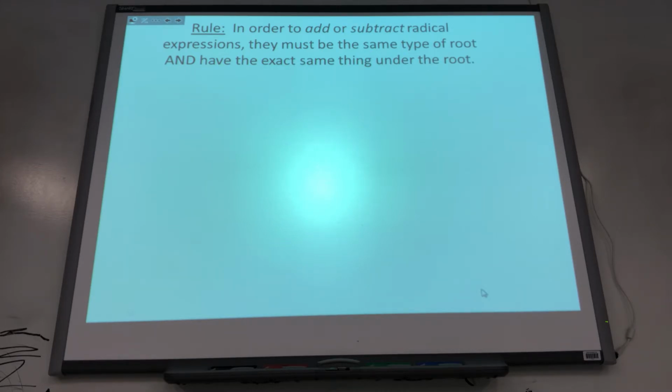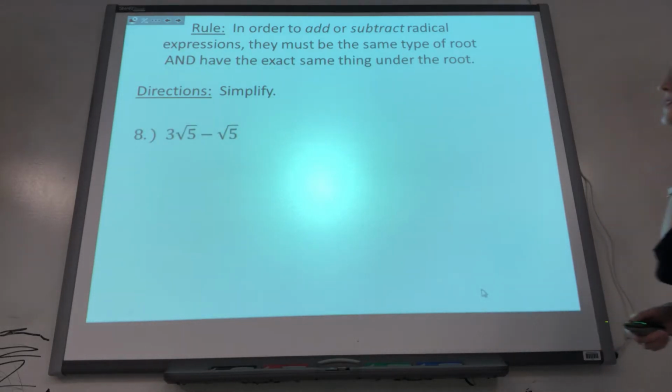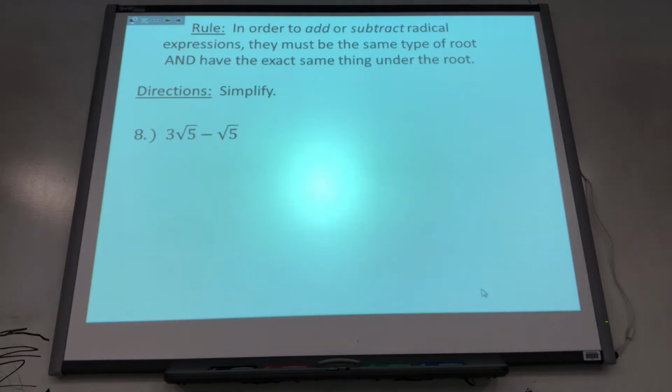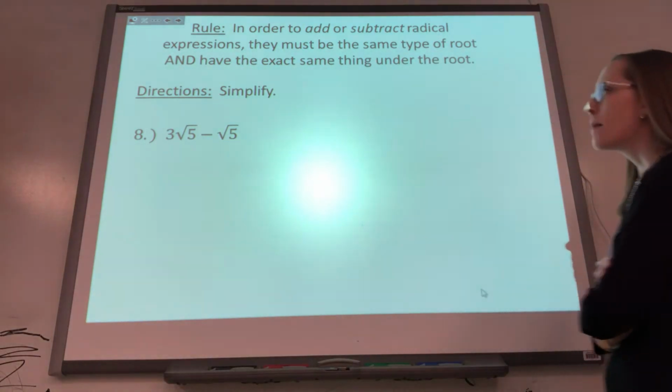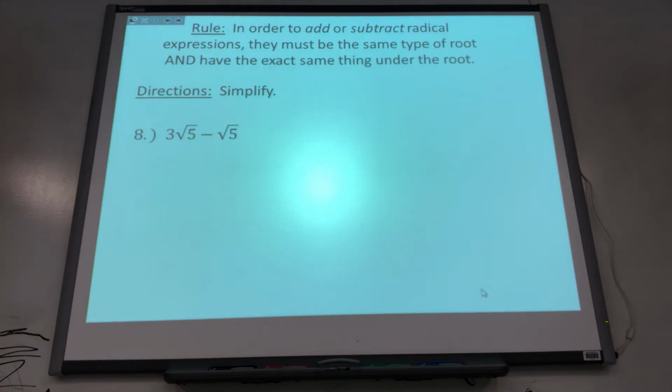Good stuff to remember. All right, directions pretty short and sweet. Once you get that down, it just says to simplify. That is it. Now, there were a few different types of problems in 6.3, so I'll try to hit on each thing just a little bit. Number 8, this shouldn't be too bad. 3 square root of 5 minus the square root of 5.